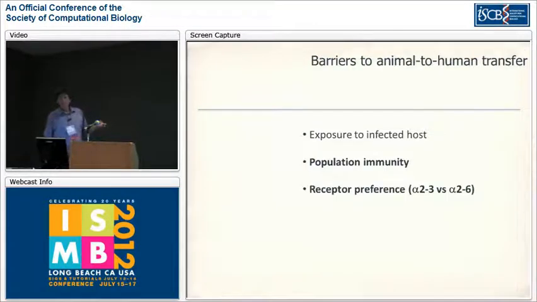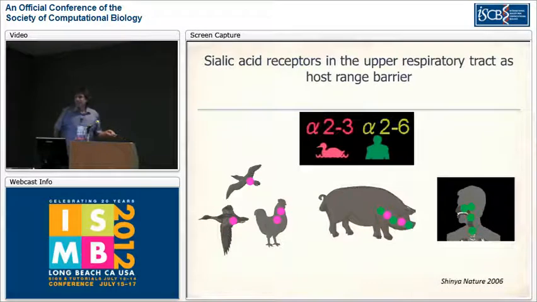This brings us to the barrier for animal to human transfer, which is based both on the exposure to an infected host, of course, but also on population immunity and the receptor preferences. I'll touch on these two aspects, and we'll start with receptor preferences. So the host receptor is a sialic acid, and it should be in the upper respiratory tract.